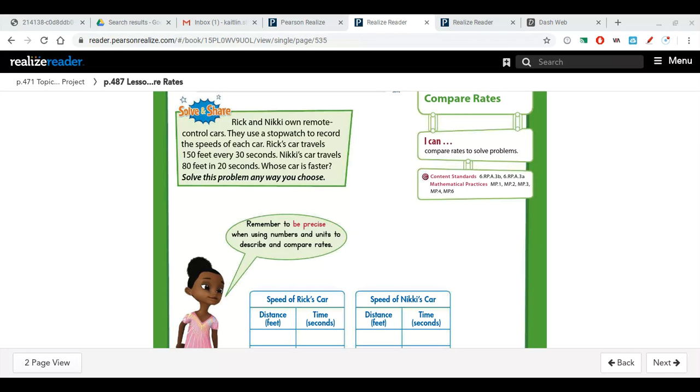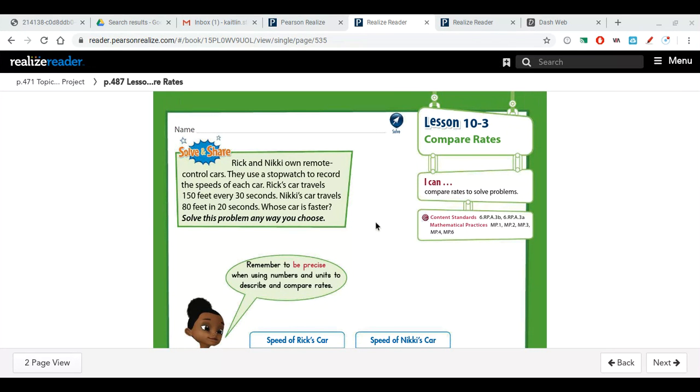So in today's lesson, we are going to be looking at comparing rates. This learning target says I can compare rates to solve problems, but we're really going to be focusing on I can compare rates by finding unit rates.